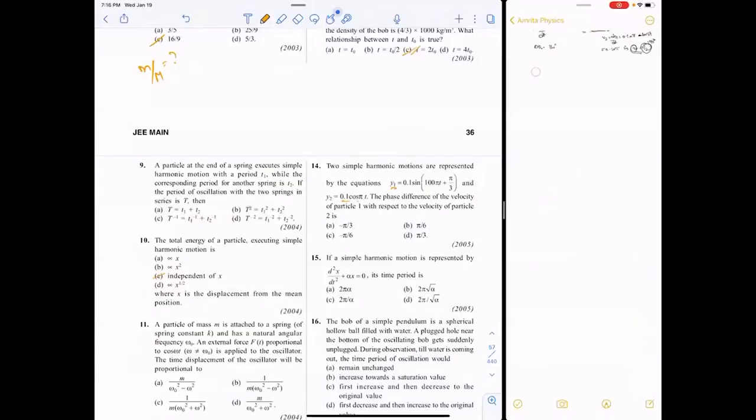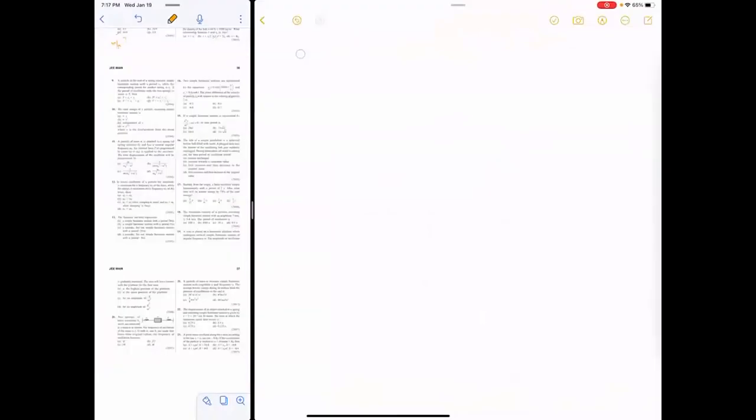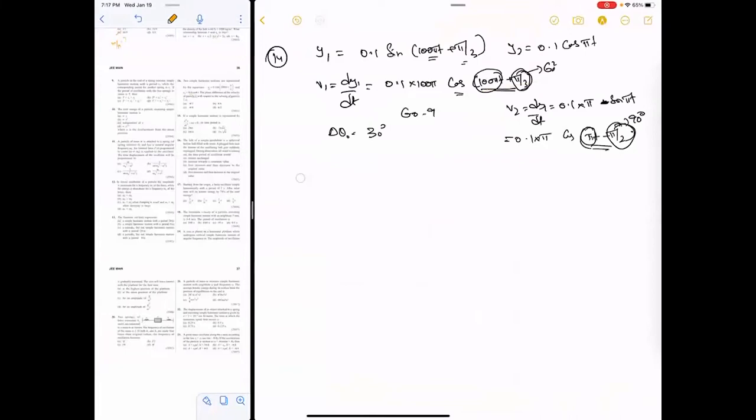14th one. 30 means how much? What is the difference? We got 30. Is it plus 30 or minus 30? Okay, the velocity of particle 1 with particle 2, so 1 minus 2. 1 is how much? So, 60 minus 90, so minus 30. We are getting minus 30.